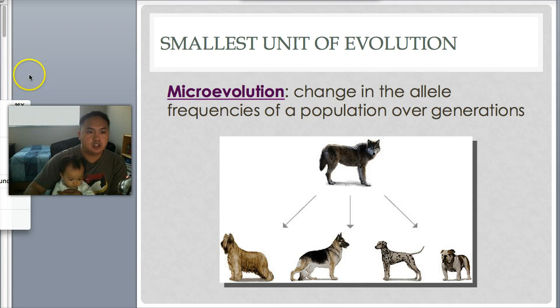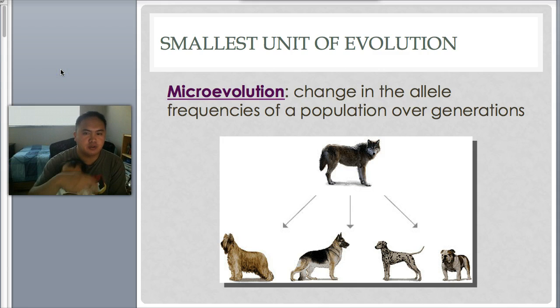So here we go. First of all, this first slide, we're talking about microevolution. So we're not talking about macroevolution, which is a whole generation or a whole species. We're just talking about micro, meaning small. And it's the change in the allele frequencies of a population over generations. And some of you are saying, what does allele mean? Allele is essentially a type or a form of a gene.